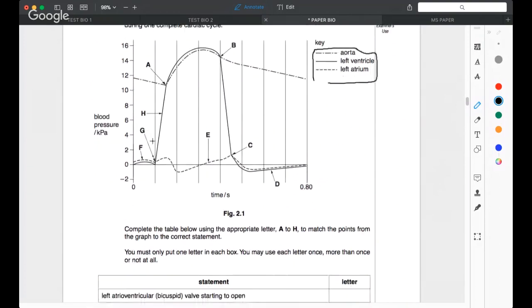And out of curiosity then, where is the blood pressure that we measure? The blood pressure cuff on that graph.